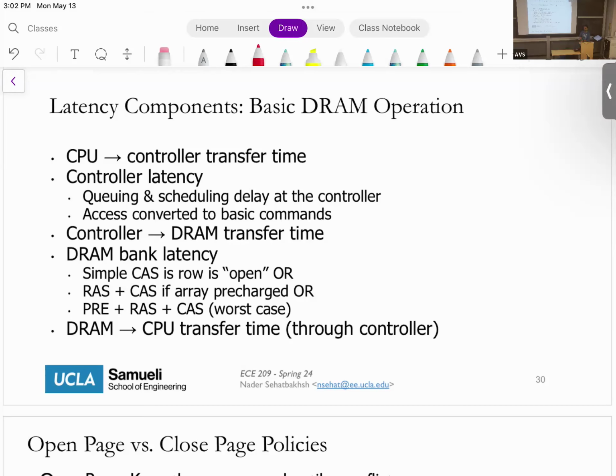Then you're going to have the controller latency, and the controller latency is the time for scheduling various different requests. Because keep in mind that there are multiple cores and there's only one DRAM. So multiple requests come at the same time, but the DRAM may not be able to service all of them at the same time. So some form of queuing happens. There is some decision making and scheduling that needs to be done. Okay, that's why not all the requests will be immediately serviced. They might be queued and not be serviced for some time.